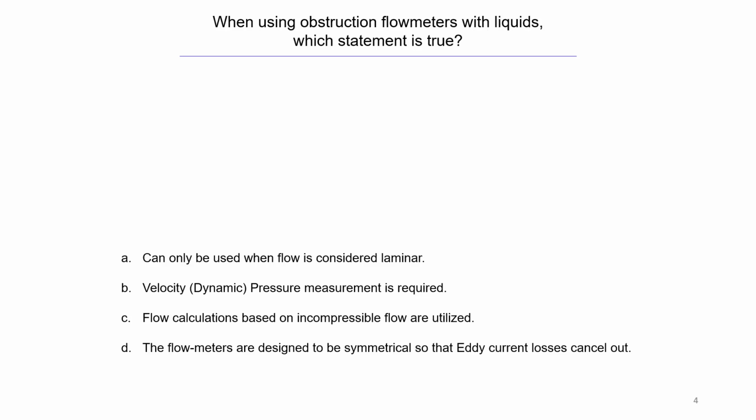A, can only be used when flow is considered laminar. B, velocity or dynamic pressure measurement is required. C, flow calculations based on incompressible flow are utilized. Or D, the flow meters are designed to be symmetrical so that eddy current losses cancel out.